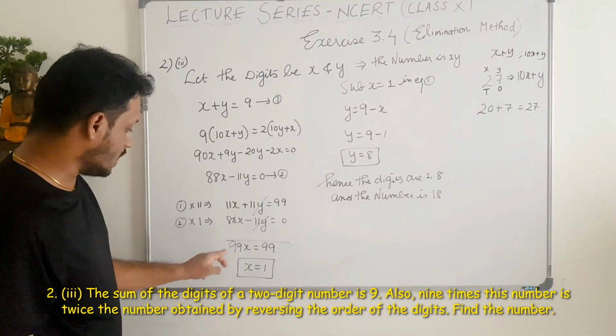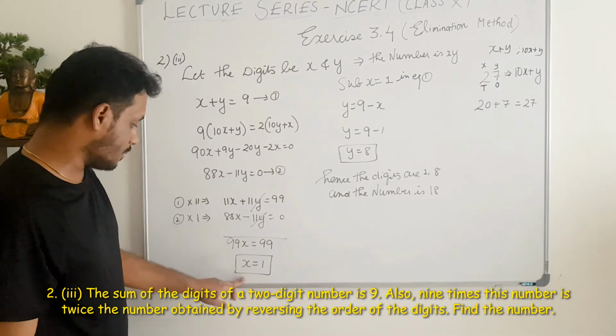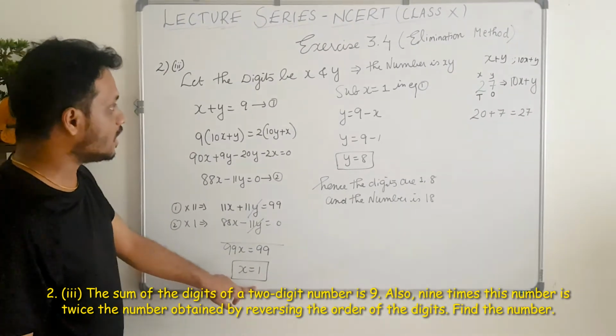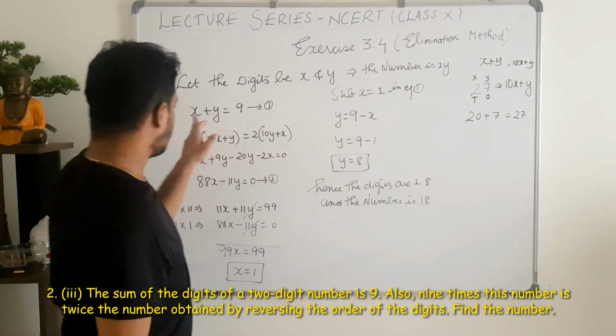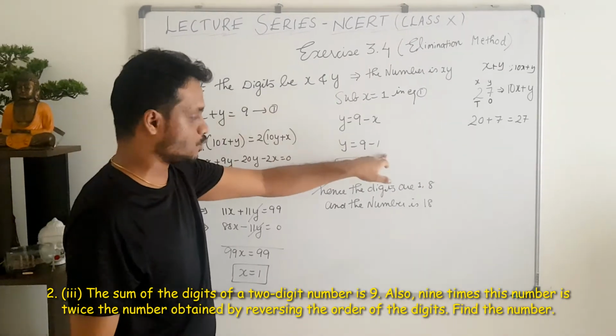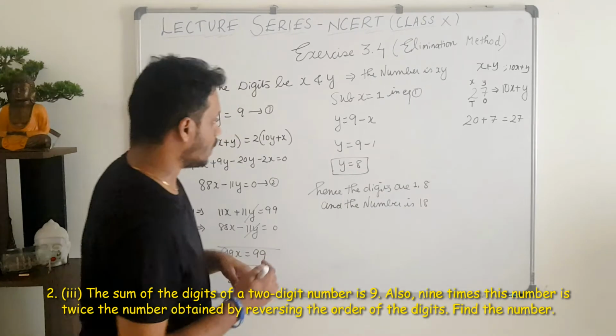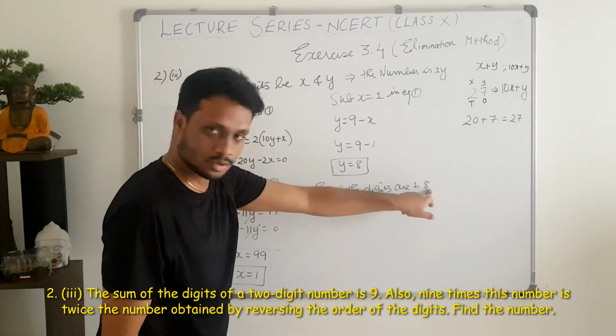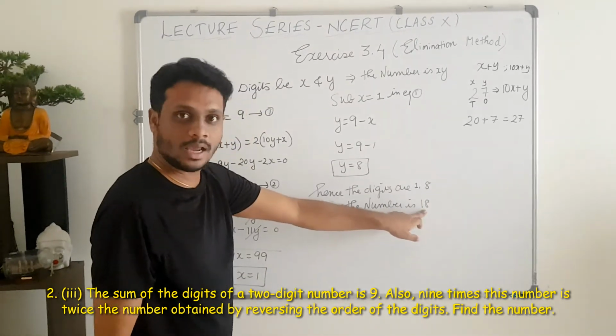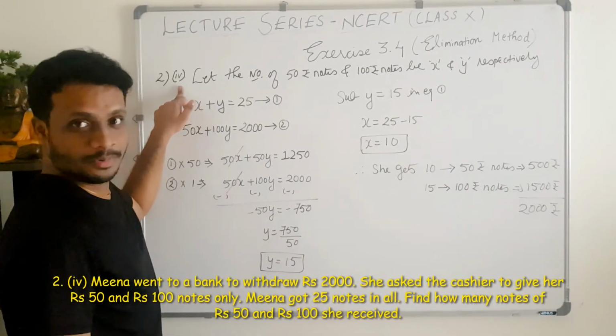So I'll be having 99x is equal to 99. I'll be getting my x is equal to 1. So after getting my x as 1, I substitute that in equation 1. I get y is equal to 9 minus 1. So y would be 8. So therefore the digits would be 1, 8. 1 corresponds to your x and 8 corresponds to your y. Therefore the number would be 18. This is the fourth subdivision.